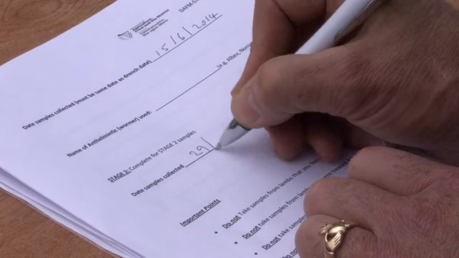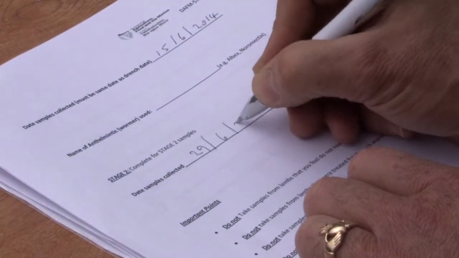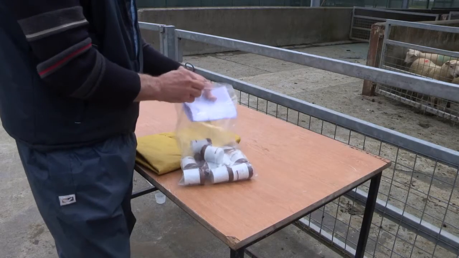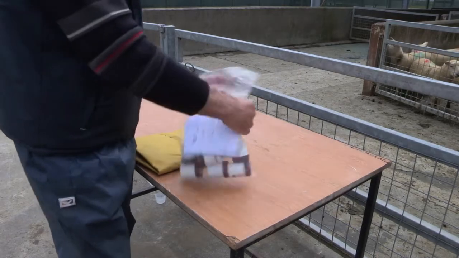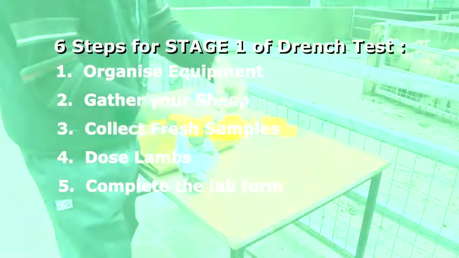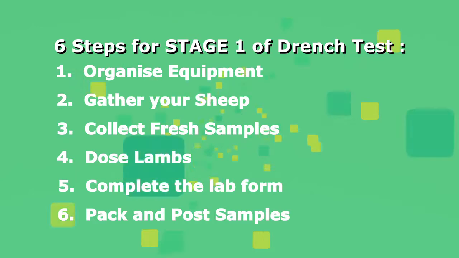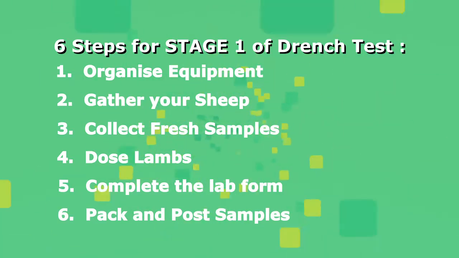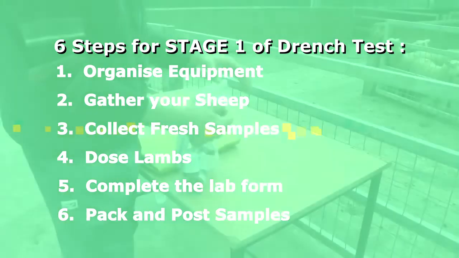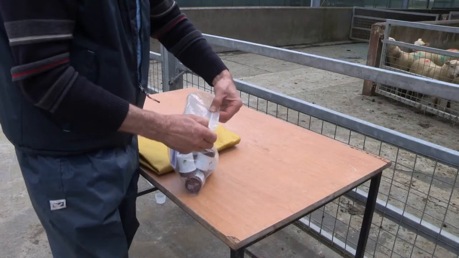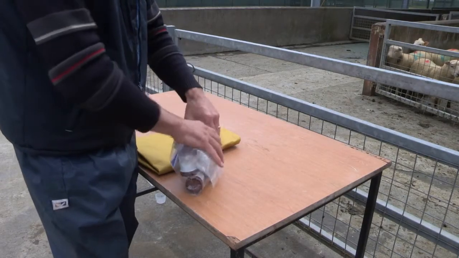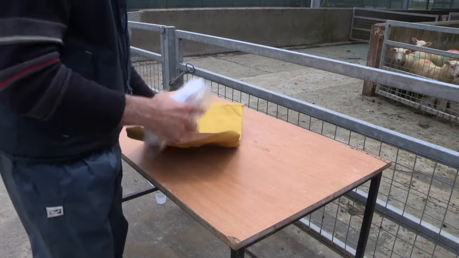Complete the requested details on the form supplied by the laboratory and place the completed form in the Ziploc bag provided with the containers of faeces. Pack and post samples preferably on the same day, but if you don't get them posted that evening, keep them in the fridge overnight.